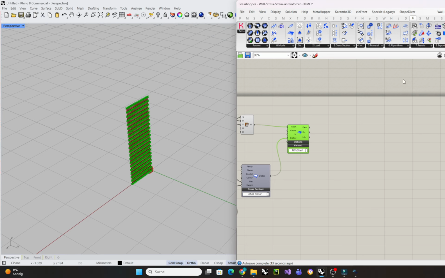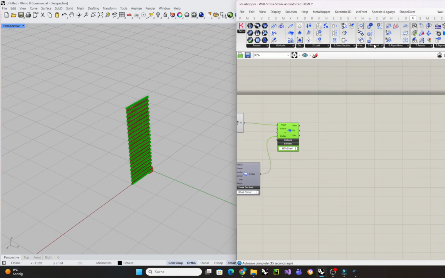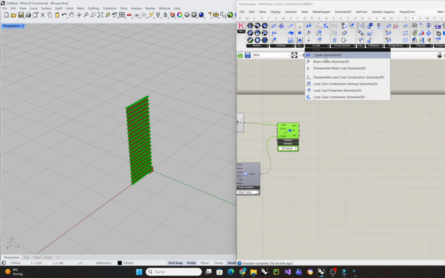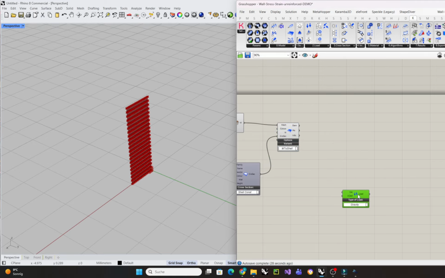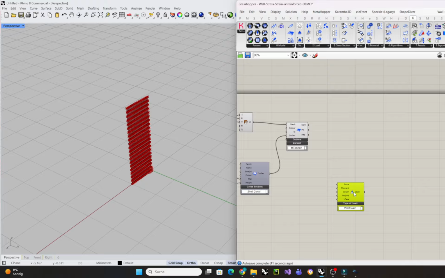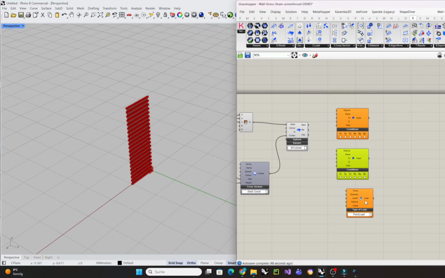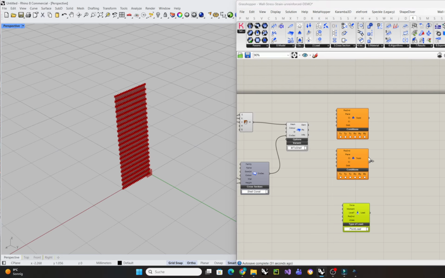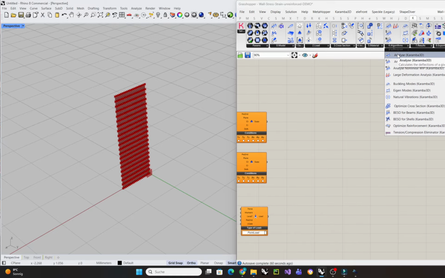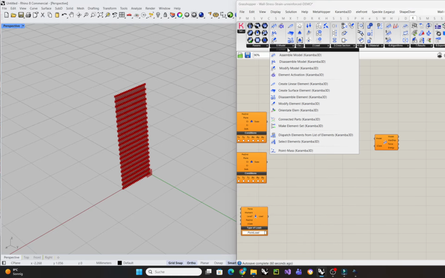I will prepare first my components for Karamba. I will have a load component. The load component will be a point load distributed on the top of the wall where the slab meets the wall. And I'm going to have two support components, for the lower and for the upper supports. Then we're going to assemble the model and analyze it.